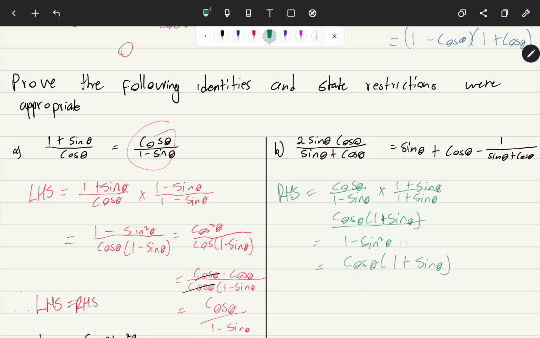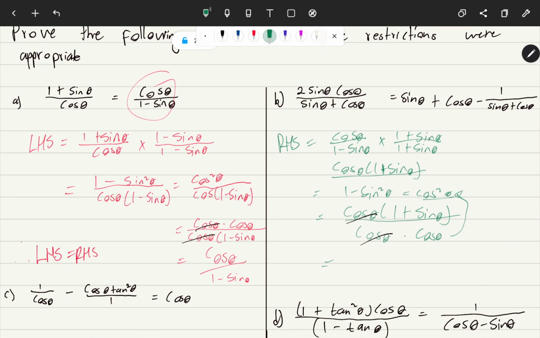Eventually I have cos θ (1 plus sin θ), and then this is cos²θ, guys, cos²θ. So I'll just write it as cos θ multiplied by cos θ. This cos θ multiplied by cos θ is coming from this cos²θ, which is coming from 1 minus sin²θ. Then my cosines divide, and eventually I just have 1 plus sin θ divided by cos θ, which is exactly what I have on my left hand side. So you will just say right hand side equals left hand side.